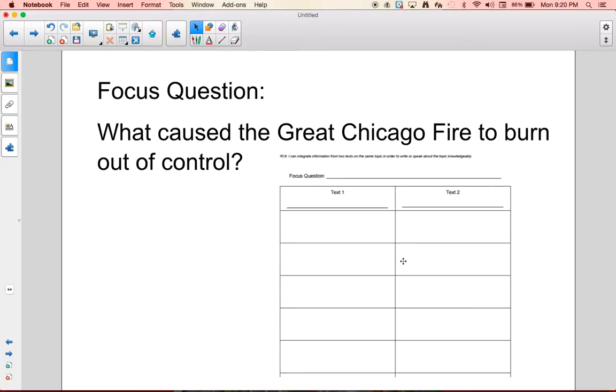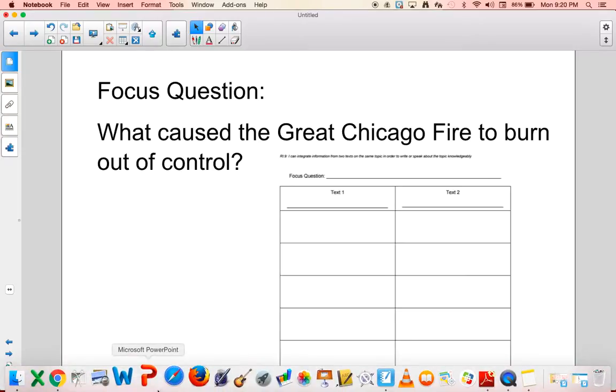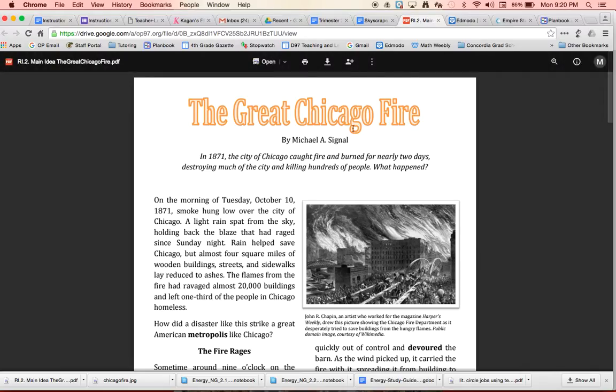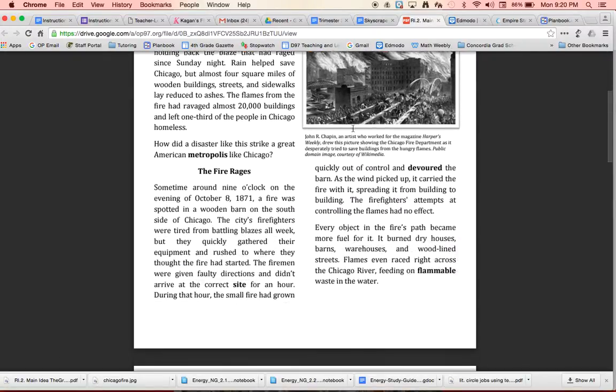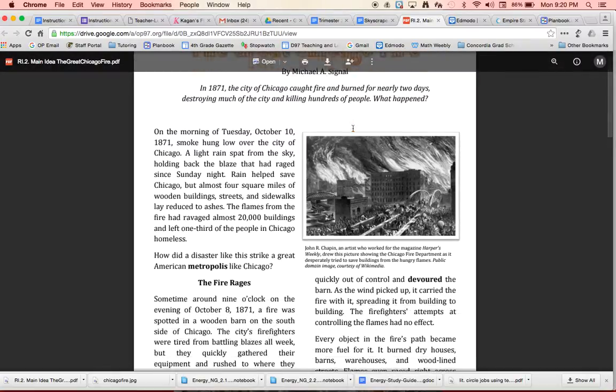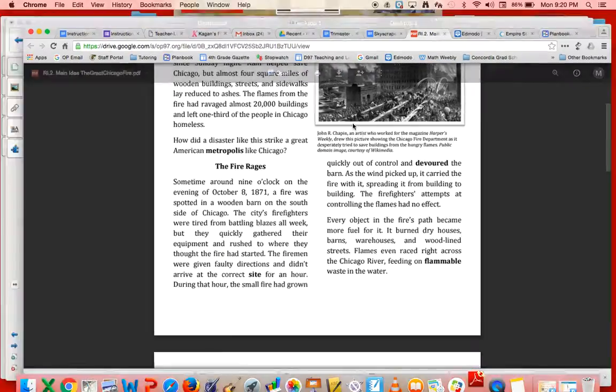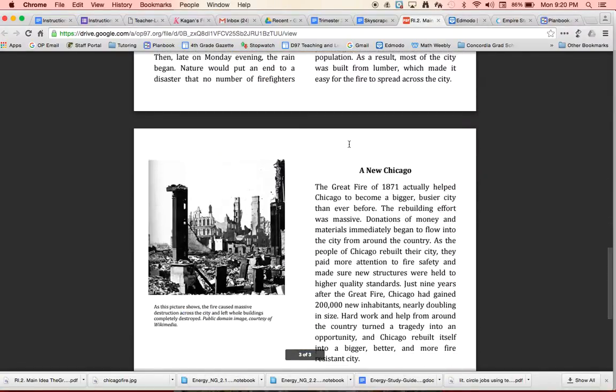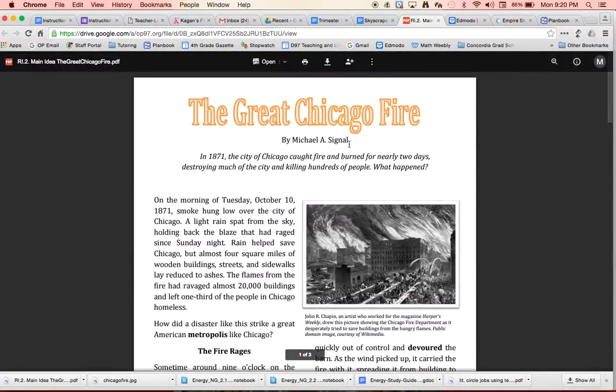So what you're going to be doing is you are going to be reading, or I should say rereading, your Great Chicago Fire article, which is posted on Edmodo for you. So again, just reread this, and here, pay attention to your subtitles, the fire rages, oops, sorry friends, and bad building materials in the new Chicago. So pay attention to some of that stuff.